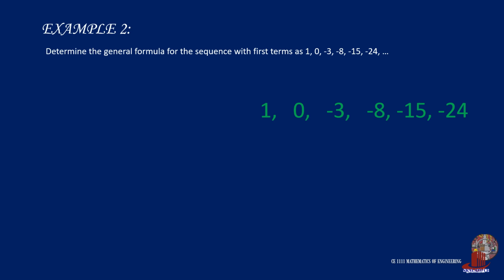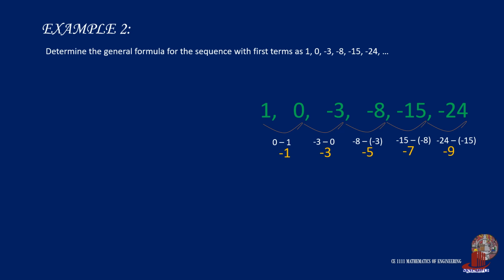Here is another example for you to master the process. With the sequence 1, 0, -3, -8, -15, and -24, we first look for the first differences, starting with 0 less 1, which is -1. -3 minus 0 is -3. -8 less -3 is -5. -15 minus -8 is -7. And -24 minus -15 is -9.